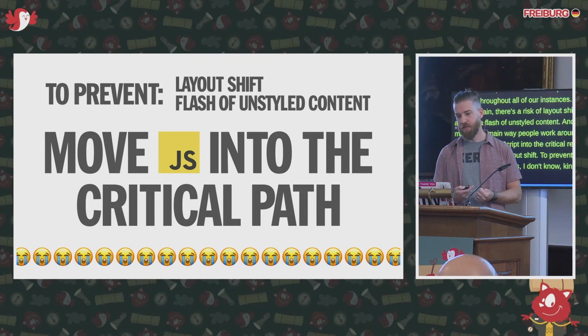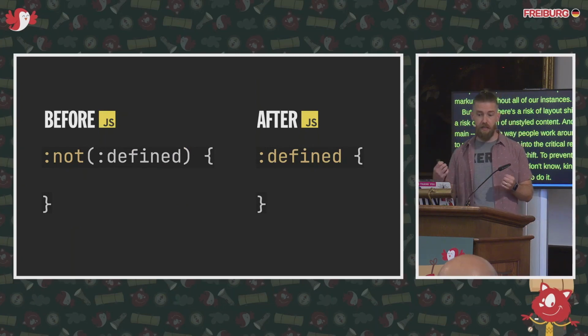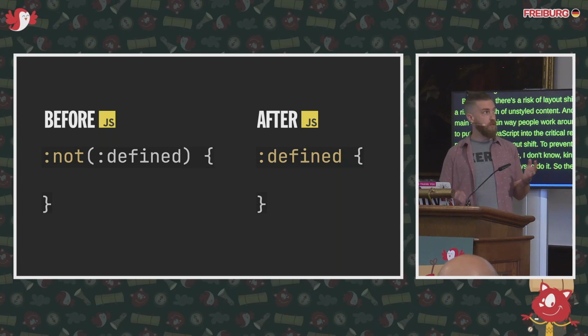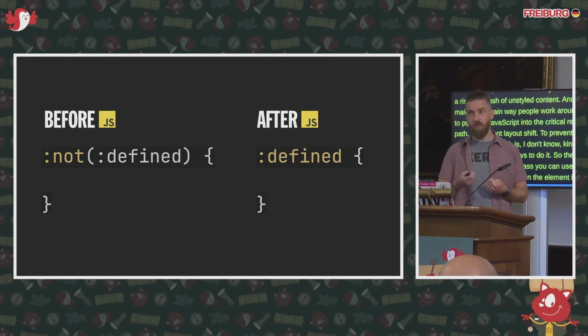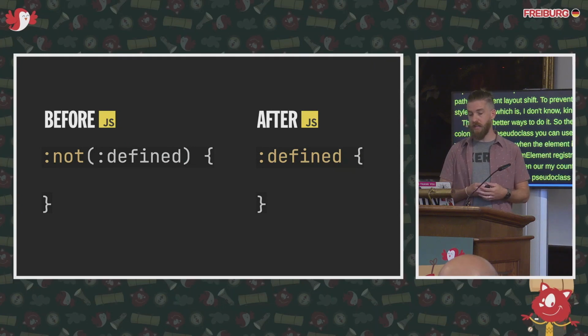There are better ways to do it. So there is a :defined pseudoclass that you can use, and this will evaluate as true when the element is registered in the custom element registry. So when the JavaScript runs, when our myCounter has been registered, then this pseudoclass will swap to true. So you can use this for progressive enhancement.